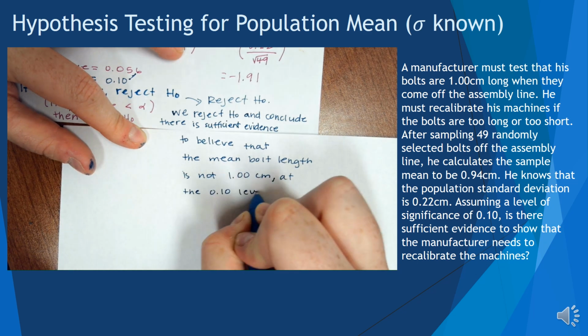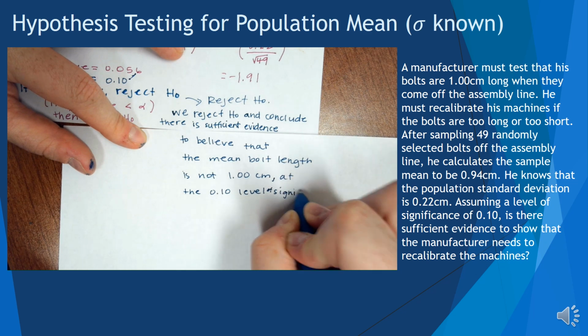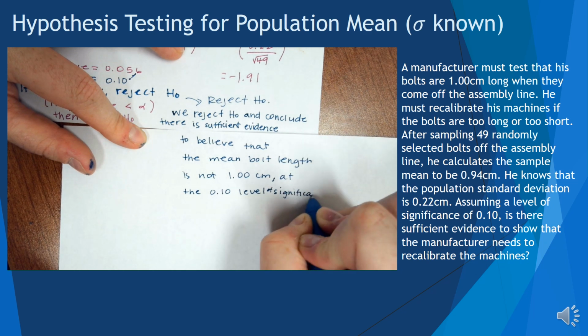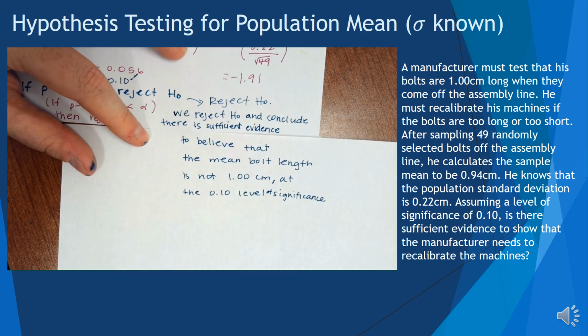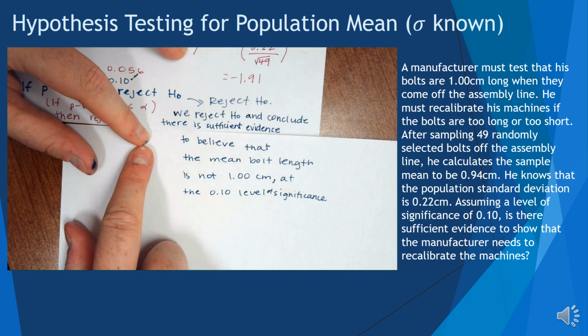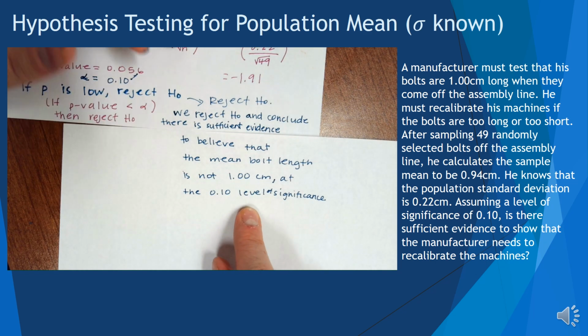It's always important to state your level of significance, especially if you're writing a scientific paper, so that people know what kind of rejection area you were working with.